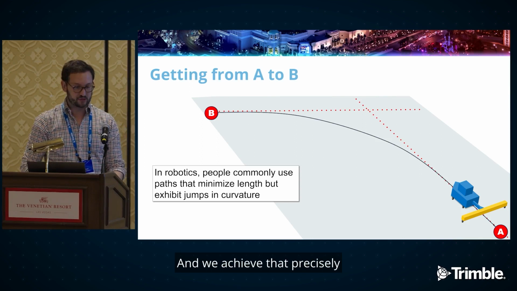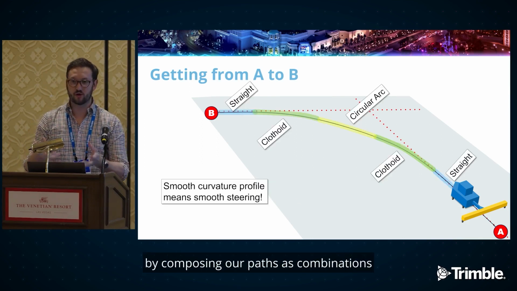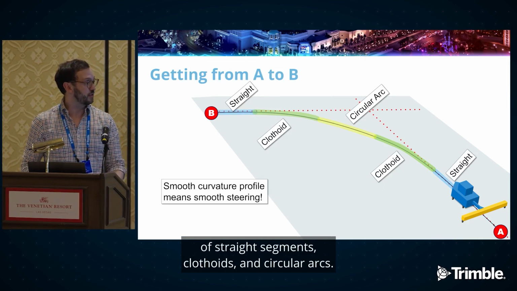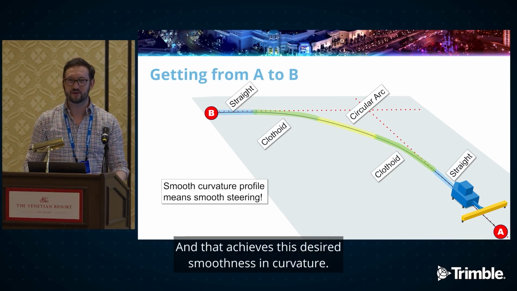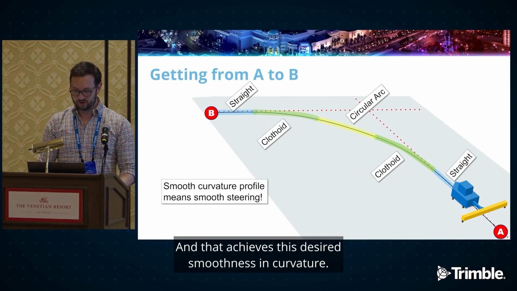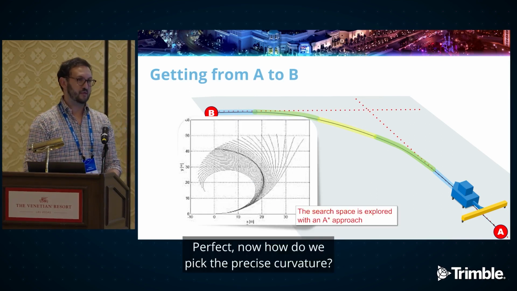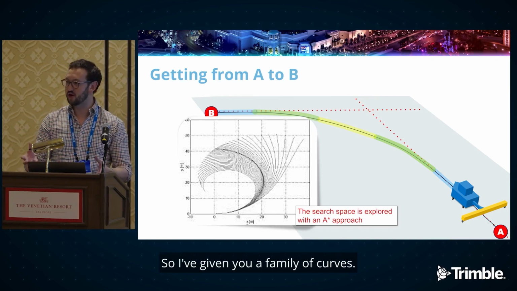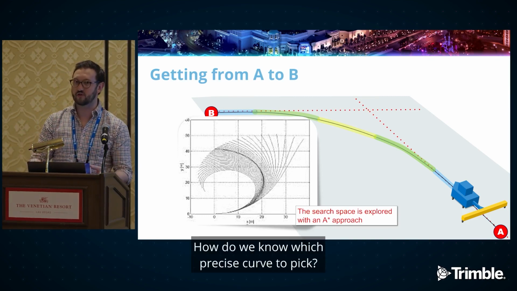And we achieve that precisely by composing our paths as combinations of straight segments, clothoids, and circular arcs. And that achieves this desired smoothness in curvature. Perfect. Now, how do we pick the precise curvature? So I've given you a family of curves. How do we know which precise curve to pick?